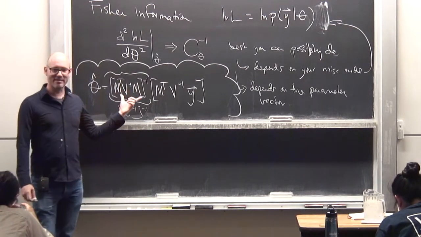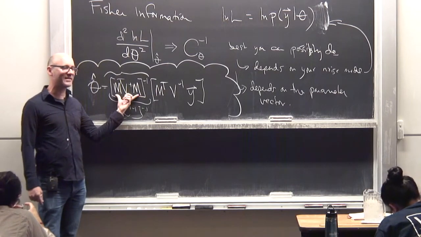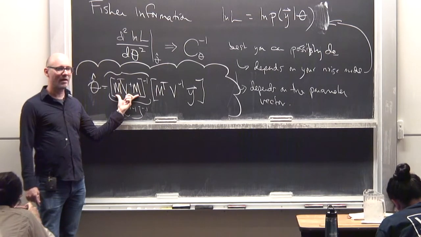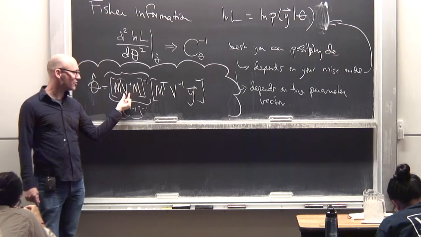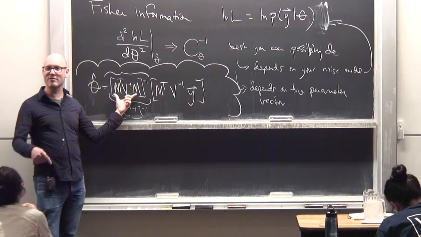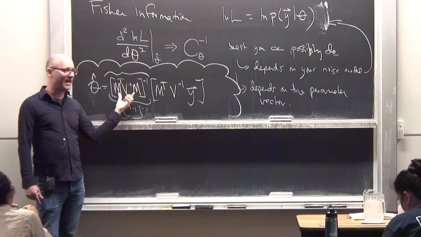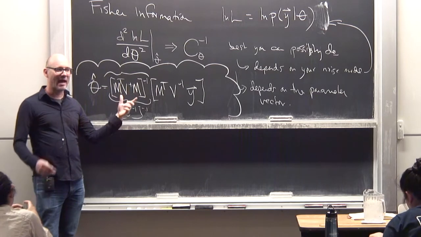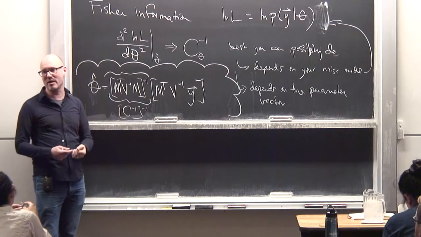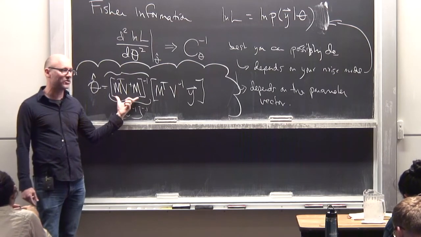And notice, and this relates to the question you just asked, notice this thing doesn't touch the data. There's no data in here. It's a statement purely about your model and your noise model. This is your noise model. This is your model of the data. You see, this is why you can use it to forecast new experiments. You just need to have a noise model and expectation values, and you can compute how well your experiment is going to do. And so this is a measure of how well this experiment could do.